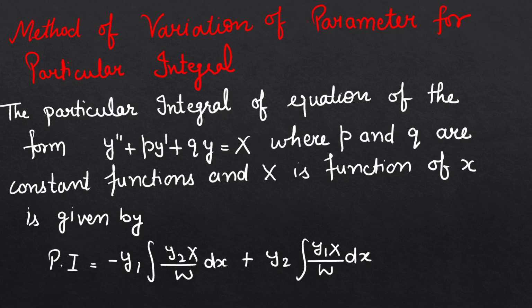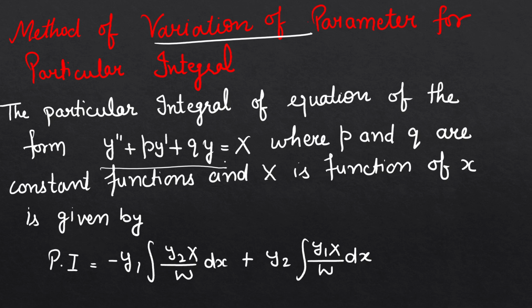YouTube channel. Today we will do the next method, that is variation of parameter to find particular integral. So first of all, this method is always used to find particular integral, and especially this is used to find particular integral of second order differential equation. If we have a second order differential equation, in that case we are able to find particular integral by using variation of parameter method. So here, first of all, what is the equation of the type?